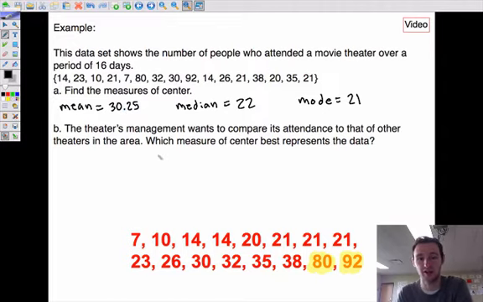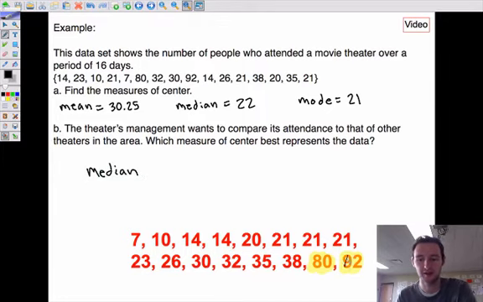Now, if the theater is trying to show off and say, we're the most popular theater in town, then maybe the mean would be a good thing for them. But if they're looking for the most accurate measure, or which one best represents the data, I would probably go with the median.